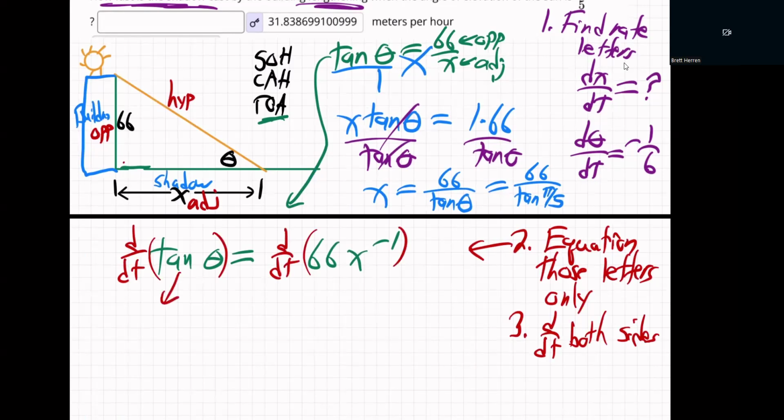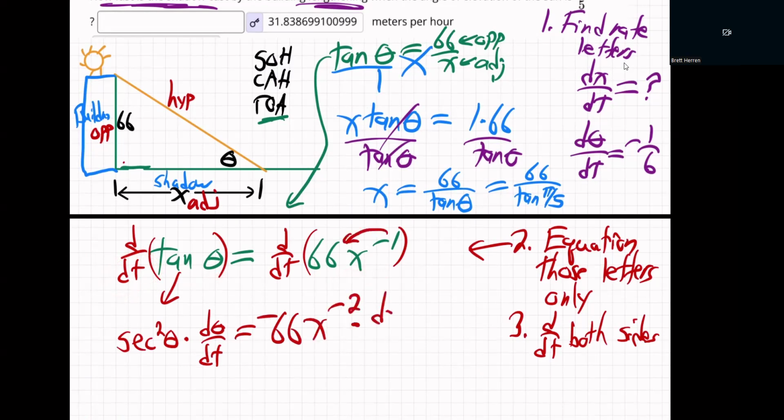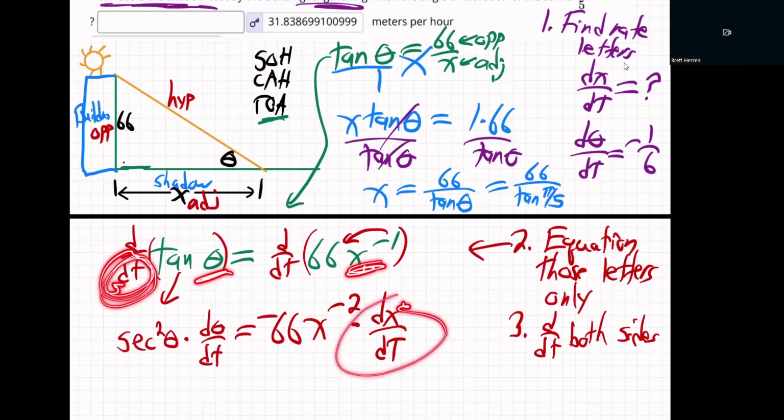What's the derivative of tangent? Secant squared theta times d theta dt because of the chain rule, right? None of these letters are t, even x. We're going to do the chain rule. Why? Because we're doing dt on the bottom, not dx. So everybody's going to have chain rule action. So this is negative 66x to the minus 2, right? That negative one comes down, but he's got chain rule action too because, again, he's not t. Whenever you take the derivative with a different letter on the bottom than the letter involved in the function, you got to do the chain rule.